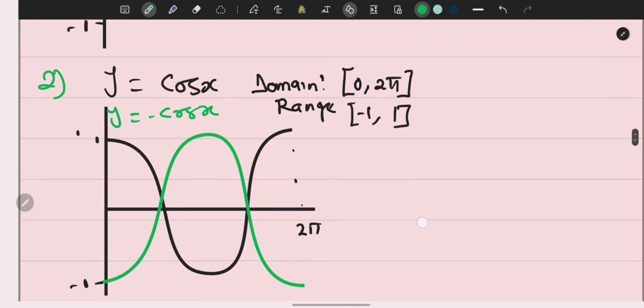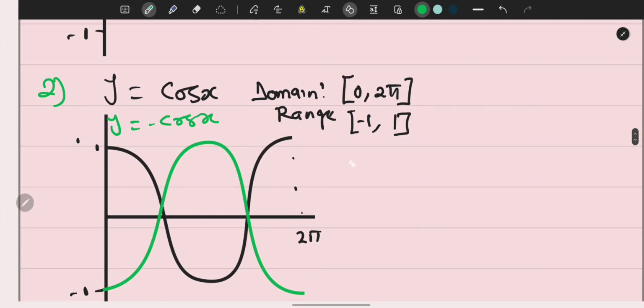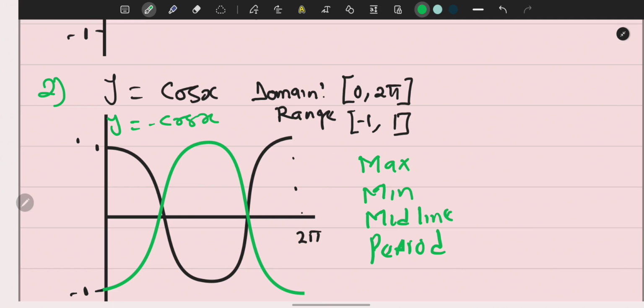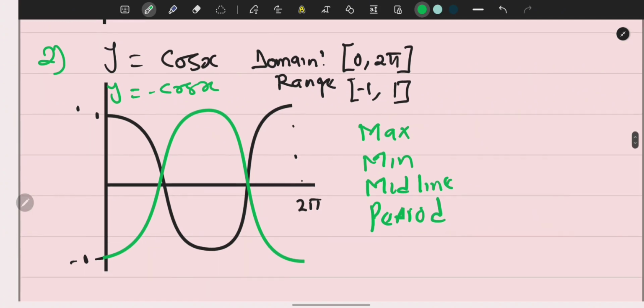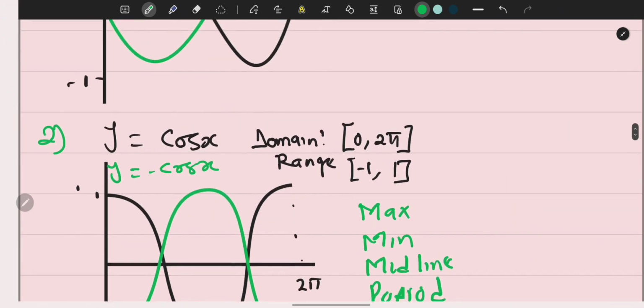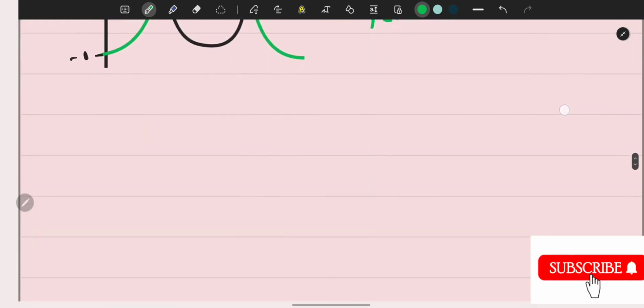Another thing you should note is that to plot the graph, you need to know your maximum value, minimum value, midline, and likewise the period. These are the four important things you need to know whenever you're asked to graph a trigonometric function. Don't worry, I will explain more on this later. These are the parent functions for cos x and sine x and their reflections along the x-axis. Let's consider a formula of this form.